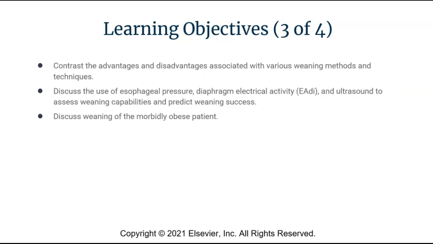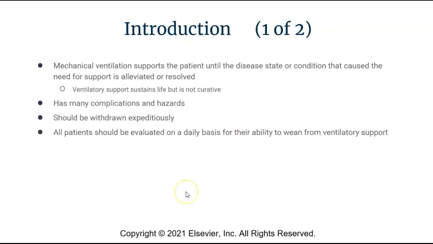A couple of learning objectives I'm just going to click through real quick, and just going through some background information again. Mechanical ventilation is used to support patients until that underlying condition is corrected. We talked about this with initiation of ventilation: ventilatory support doesn't fix the underlying problem. It just helps sustain the patient's life, takes over that work of breathing until that underlying cause can be corrected.